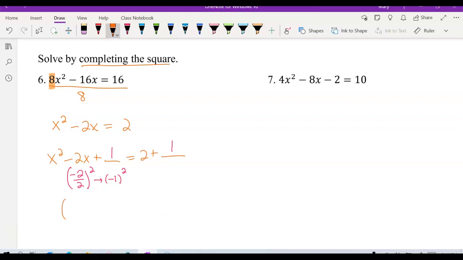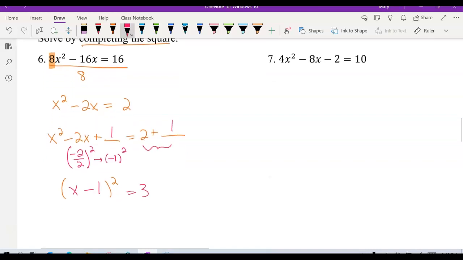And then we're going to write it in our factored form as whatever your b divided by 2 was. And on the right-hand side, you're going to simplify that together, at which point we can square root both sides. Now this is one where we're square rooting, so we put plus or minus, but we actually don't know the square root of 3. So we're just going to write it as the square root of 3.